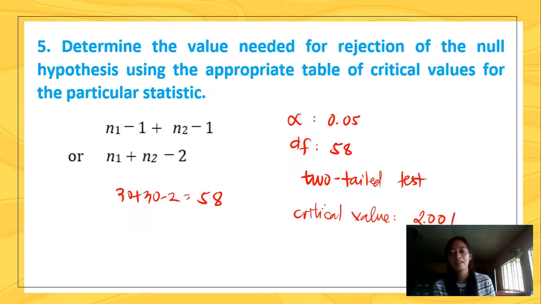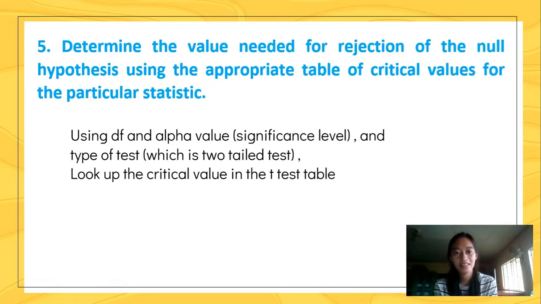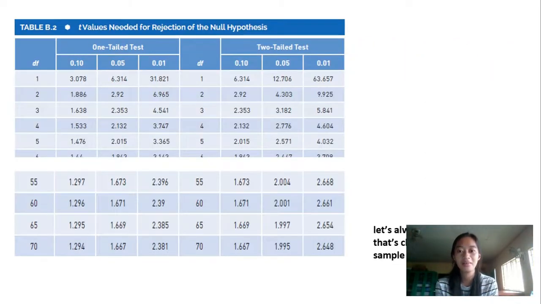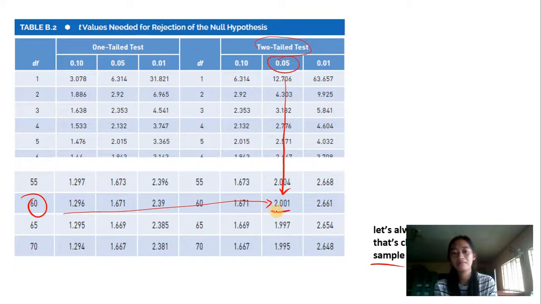So, compare dayon nato. We already did this one. Using the DF and alpha value and the type of test, we are looking up the critical value in the t-test table, and we found out na walay 58. 58 man tong goal diri, but be closer to the actual sample size, so 60. And then nag-abot ta diring dapita, two-tailed man siya, 0.05. So this is the critical value.